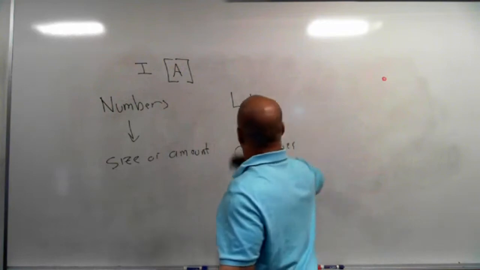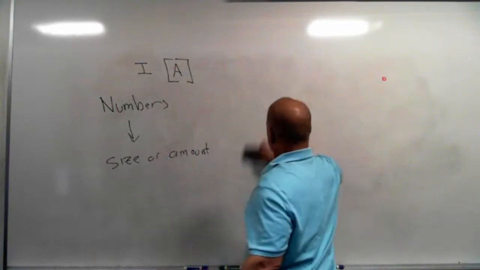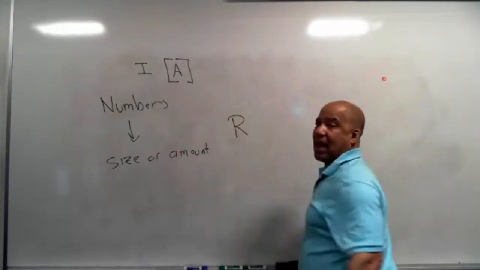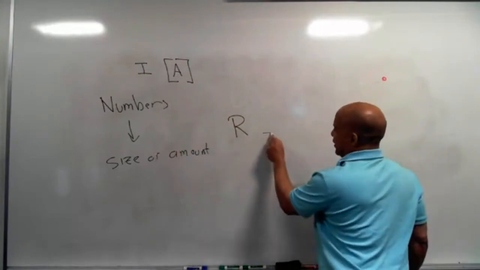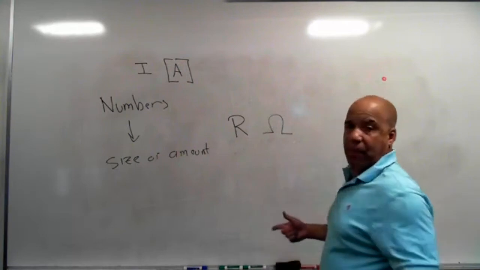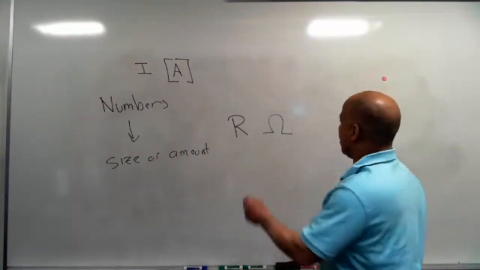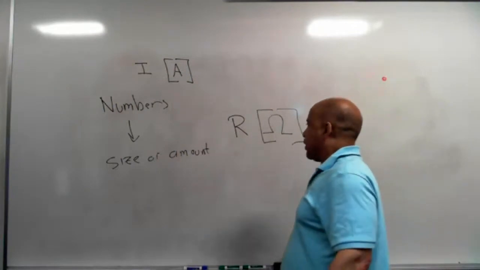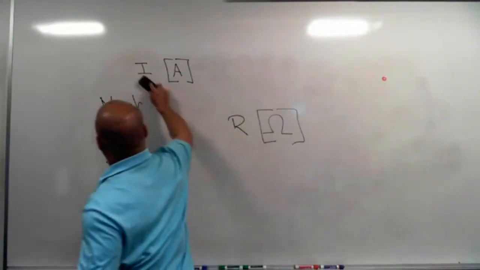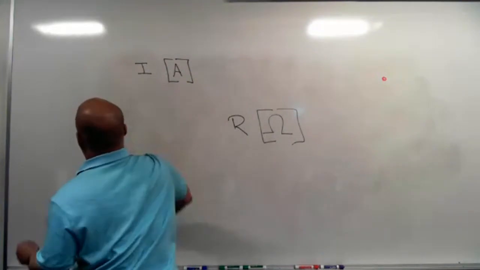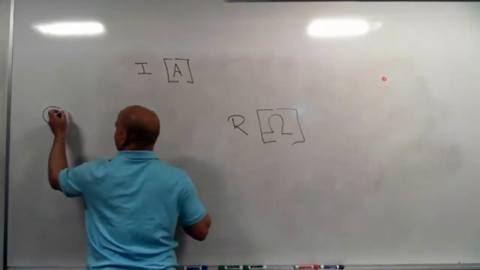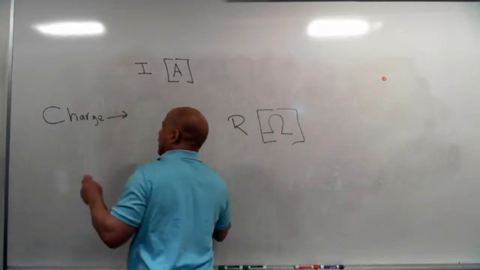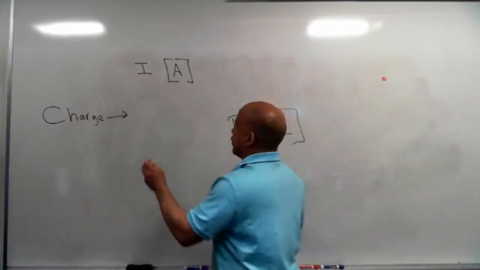We'll do the same thing for resistance. We'll use an R to represent the quantity of resistance, but we'll use the Greek omega sign to represent the unit of resistance. So I put a bracket around it, and you now know that that's a unit. We do the same exact thing for charge. For charge, the letter we use to represent charge is Q.